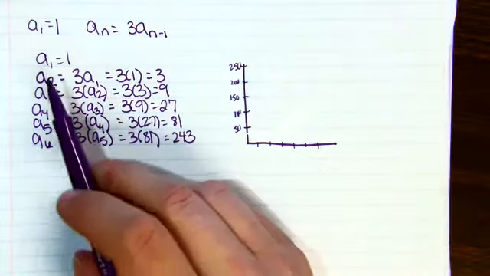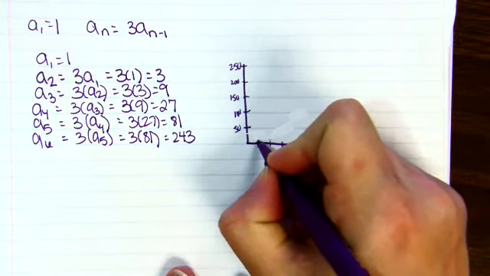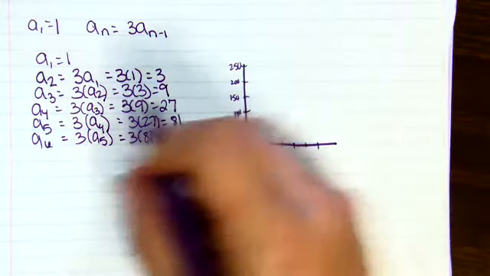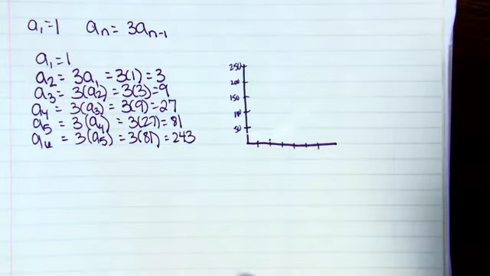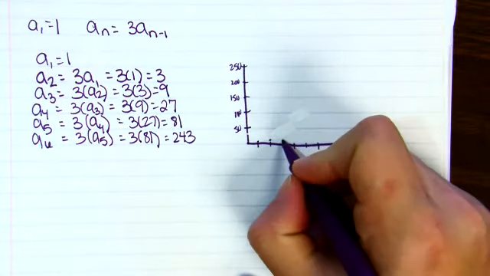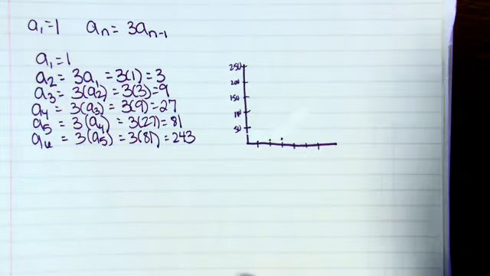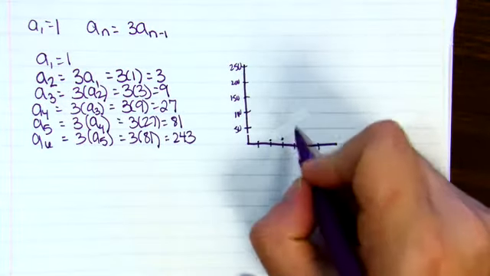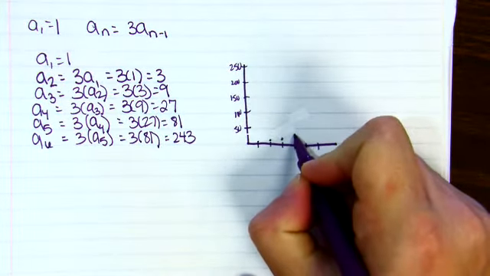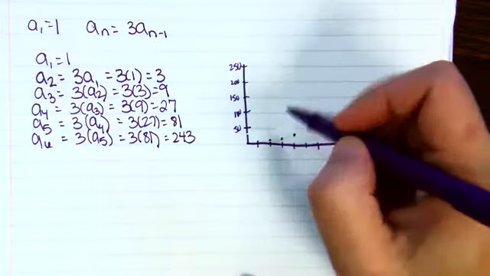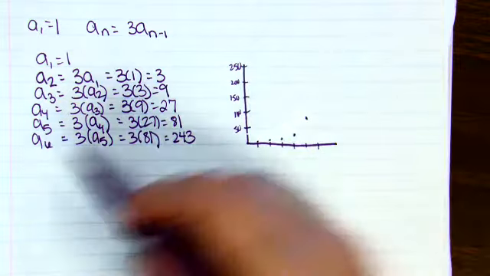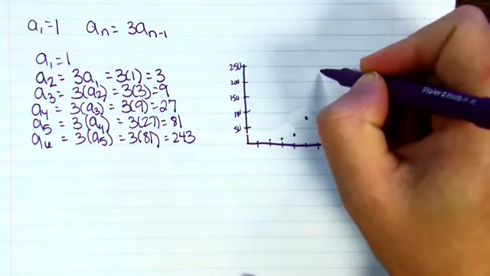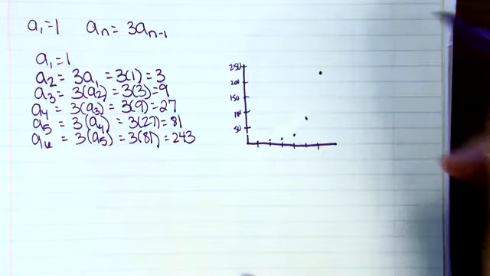So to graph this, my first term is 1, which you're not even really going to be able to see on this graph. My second term is 3, which is also going to be very low. My third term is 9, which is also very low down there. My fourth term is 27, so that's about halfway to 50. My fifth term is 81, so now I'm getting closer to 100. And my sixth term is 243, so it's going to shoot way up here to almost 250.